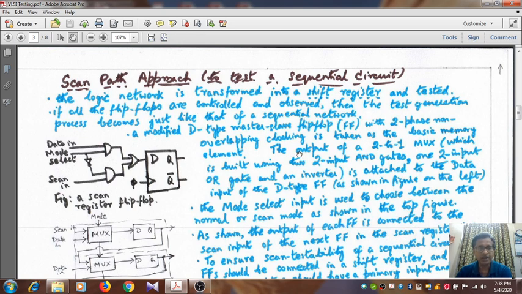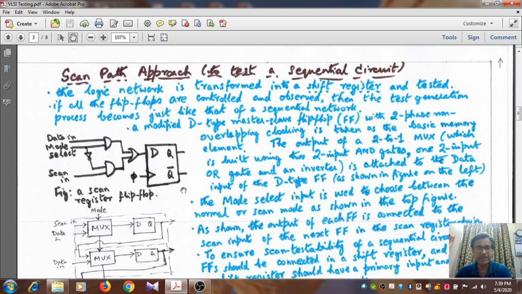Okay, a modified D-type master-slave flip-flop with two-phase non-overlapping clocking is taken as the basic memory element. Note that if this is a master-slave D flip-flop, then you have a separate slave clock which can be derived from the master. Okay, so it is a two-phase non-overlapping clock. In fact, to reduce the wiring, you do not feed a separate slave clock. You can generate the slave clock from the master clock itself.